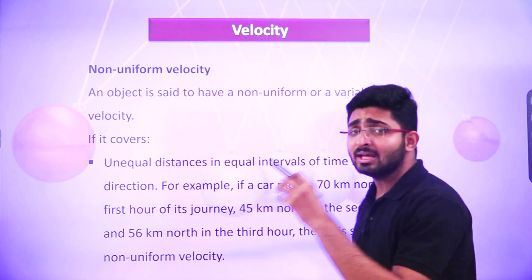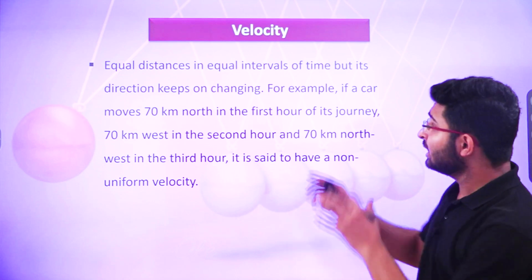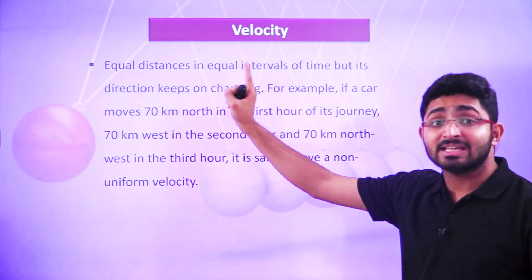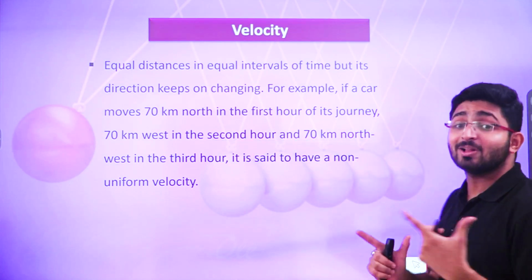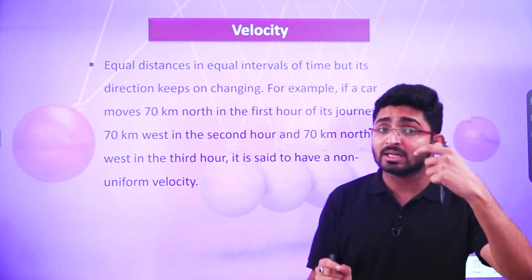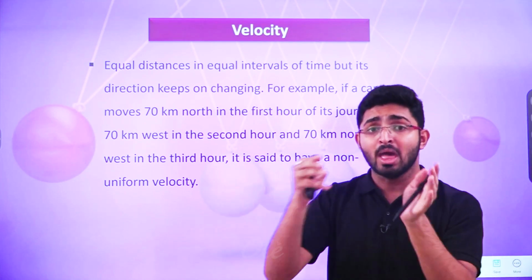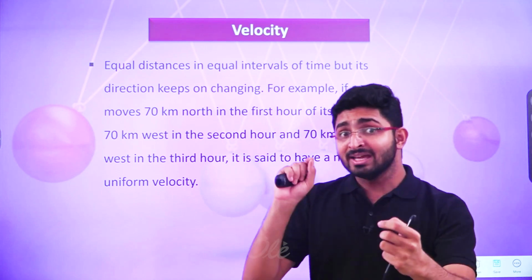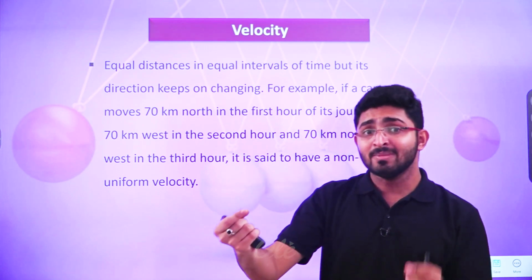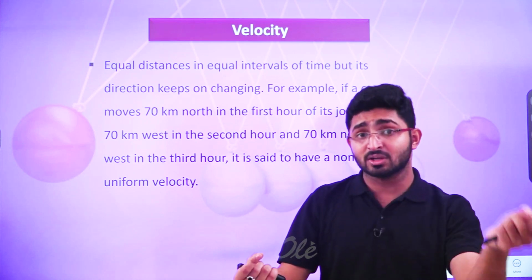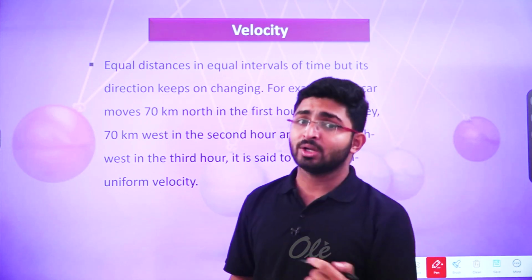The second case is when an object is covering equal distances in equal intervals of time, but its direction keeps on changing, right? That's also a non-uniform velocity. So whenever any object is covering unequal distances in equal intervals of time in a given direction, that will be a non-uniform velocity. But if an object is covering equal distances in equal intervals of time and constantly changing the direction of its motion, that will also be a non-uniform velocity.